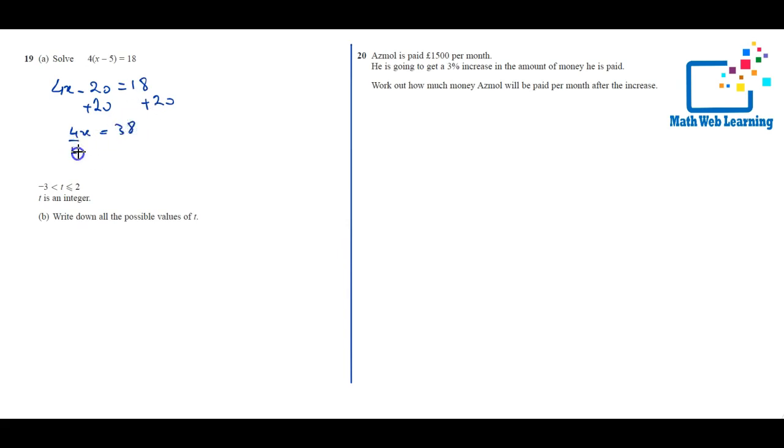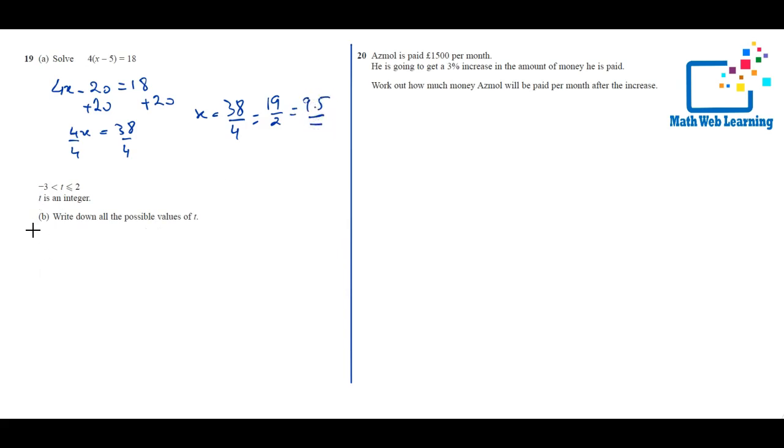And then you divide by 4 here, you divide by 4 here. That would give you an answer x equals 38 over 4. Or you can cancel it down by 2. That gives you 19 over 2. And then you can write it down as a decimal number, if you like, which is 9.5.